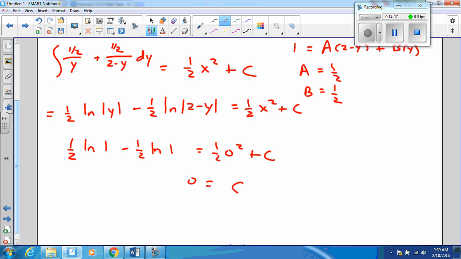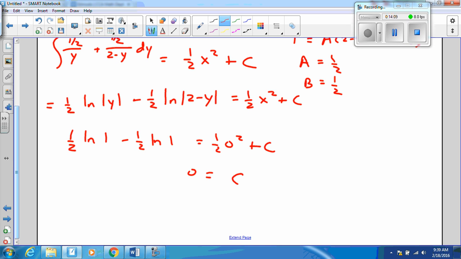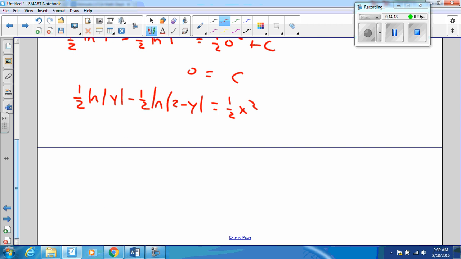So that lo and behold, c is equal to 0. We like that. That's very good. And then the next thing is going to be to use log properties to combine here. But even before that, I noticed that I have common factors of 1/2. So let's clear those fractions, get them out of there, and get the ln of absolute value of y minus ln absolute value of 2 minus y is equal to x squared.